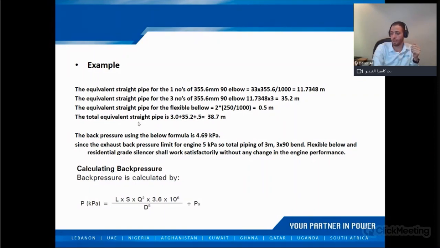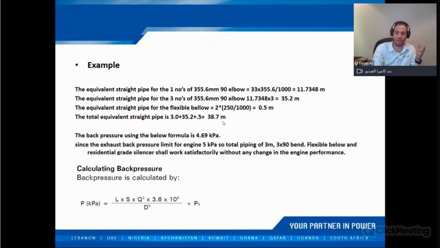So the total equivalent straight pipe is as follows. This is the pipe length, 3 meters. The 35.2 is the equivalent for the three elbows, plus 0.5 is the equivalent length for the flexible bellow. So the total equivalent straight pipe is 38.7 meters.